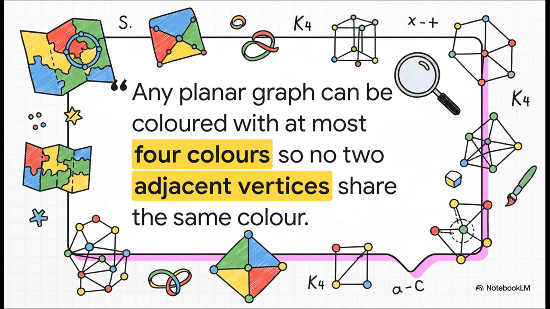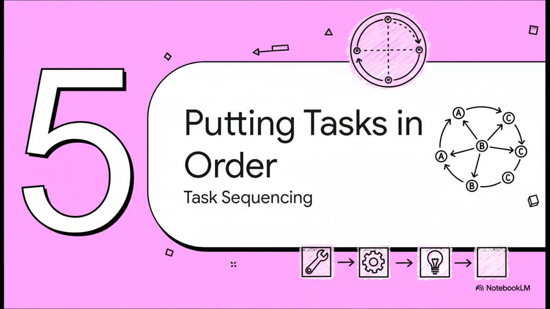It says that you can take any map you can possibly imagine, no matter how ridiculously complicated it is, and color it in with just 4 colors, without any two bordering regions ever sharing the same color. It's a simple idea with a proof so complex it required a computer to solve, and it's all powered by graph theory.